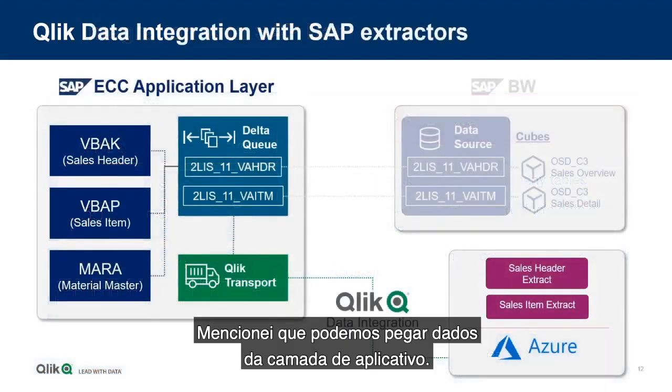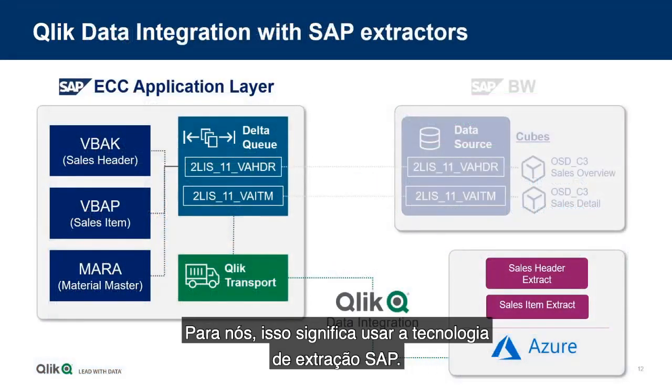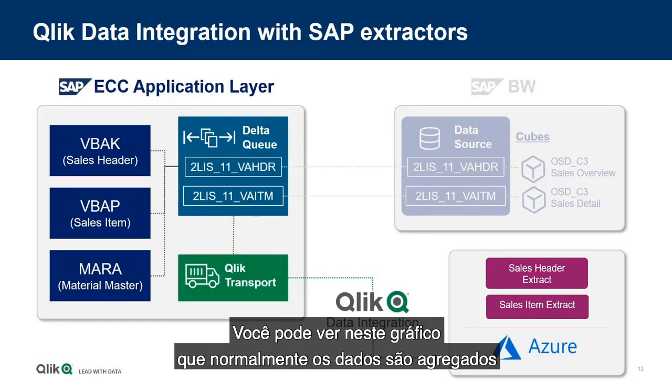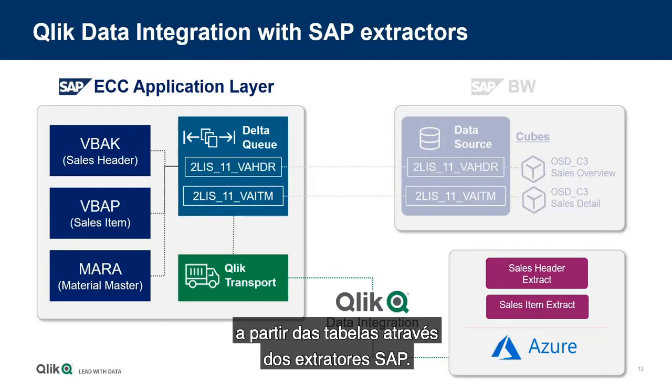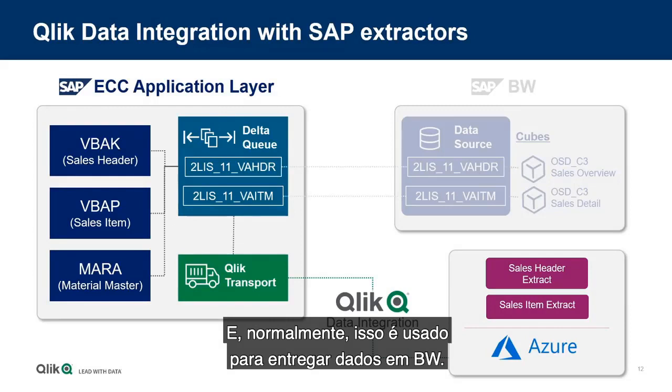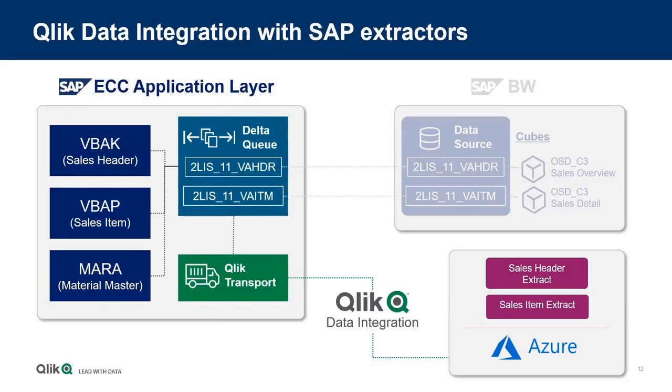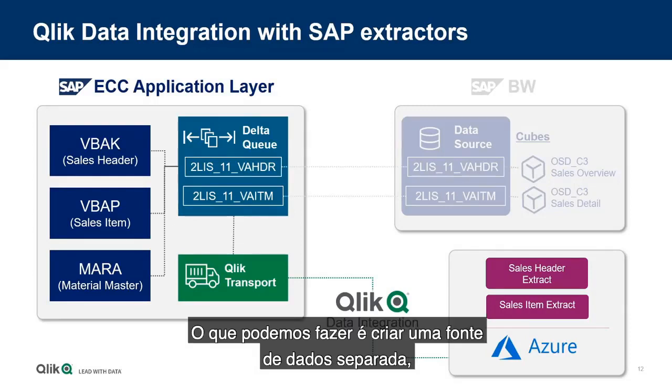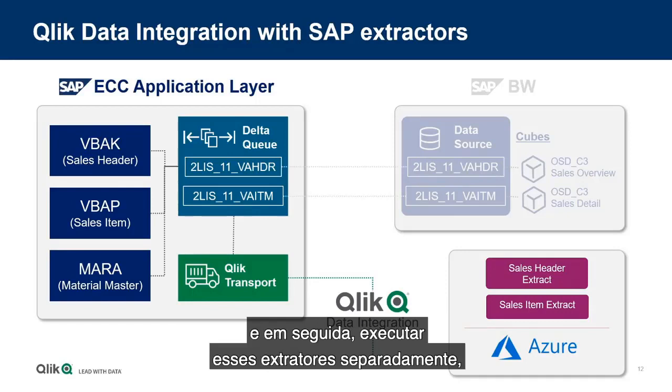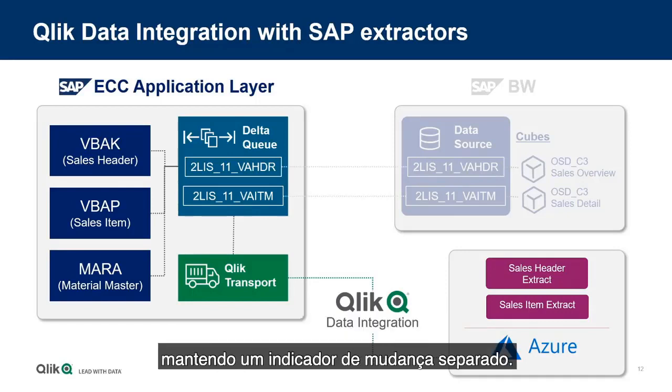So I mentioned that we can source data from the application layer. For us, that means using SAP's extractor technology. You can see in this graphic that normally data is aggregated from the tables through the SAP extractors, and then normally that's used to deliver data into BW. What we're able to do is create a separate data source and then run those extractors separately, maintaining a separate change pointer.